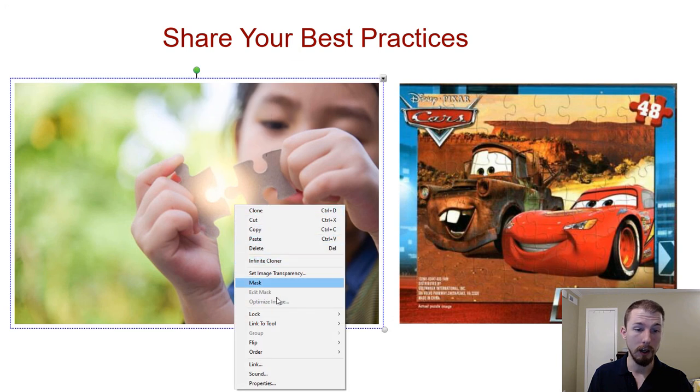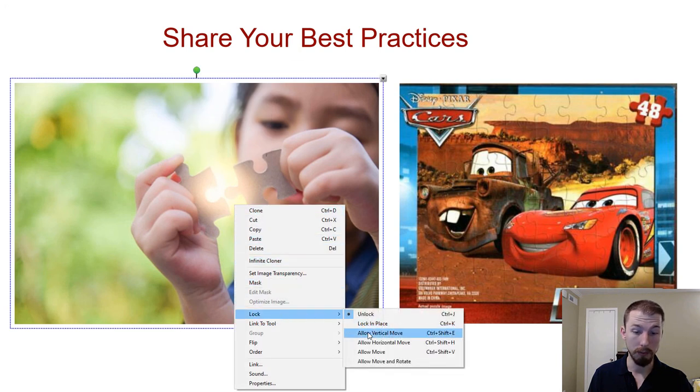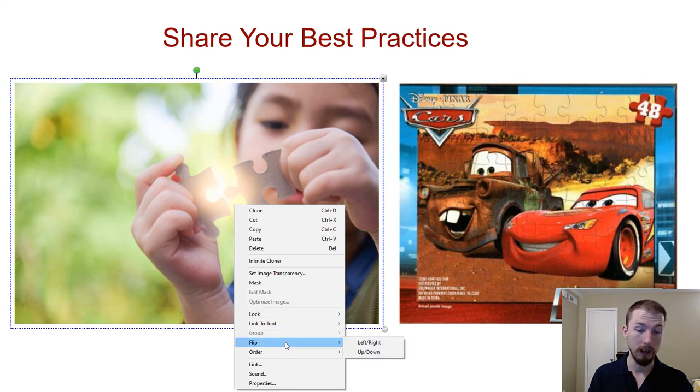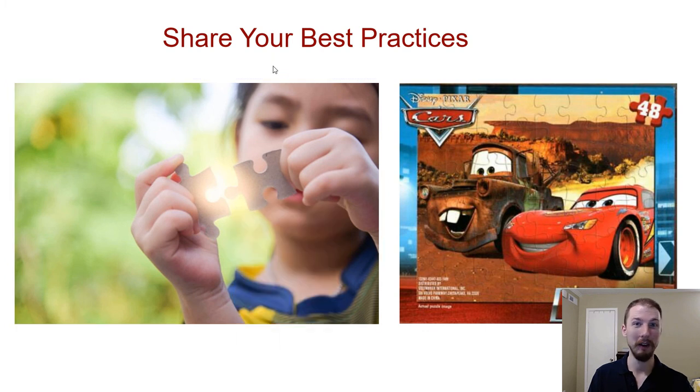If you right click on an image, you can lock it in place. You can allow vertical or horizontal move. You can allow it to move and rotate. You can flip the image left and right. You can order it, bring it forward or backwards with your layering, which is very important. You can also set image transparency. And that's pretty much it. Those are all the tools that I've used to create all of these slides.